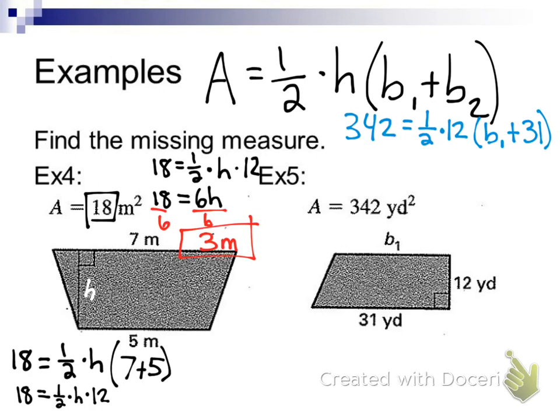Everybody with me on example 5? Example 5, the math gets pretty hairy here in a second. This means difficult. A little difficult here in a second.